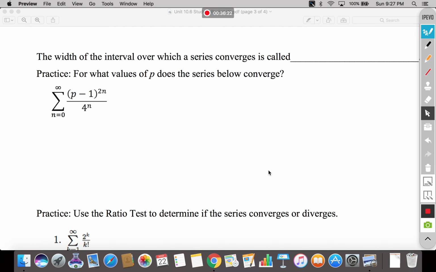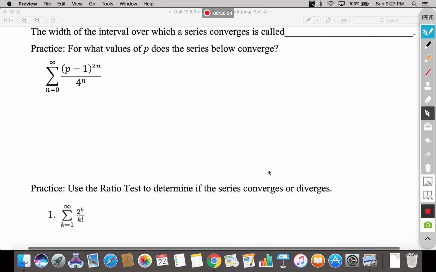All right. Let's take a look at these last three. All right. So let's go ahead and do our ratio test. We want to know for what values of p does the series converge. It sounds a whole lot like the one before that we just did. This is going to be the limit. That's a rough looking limit.